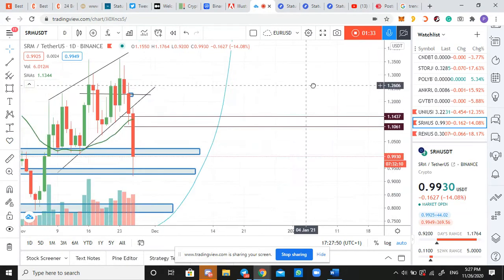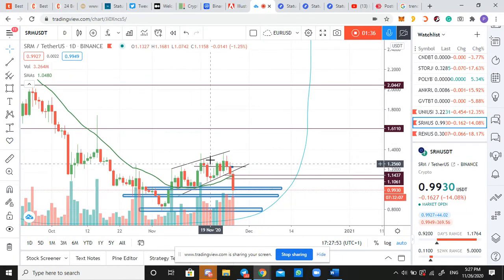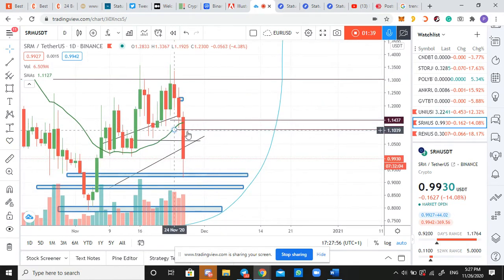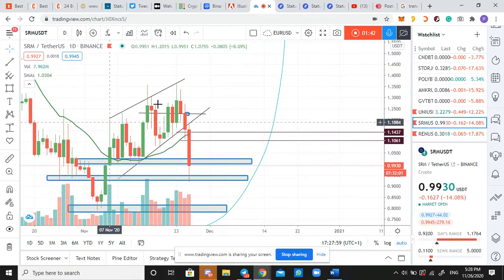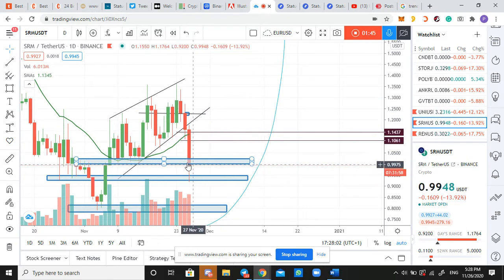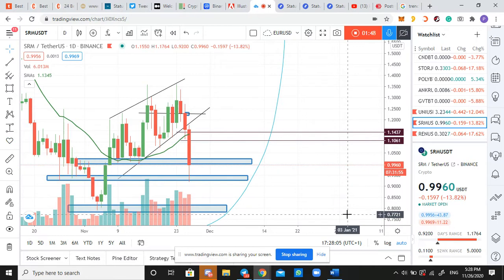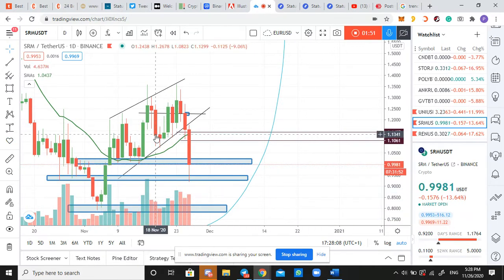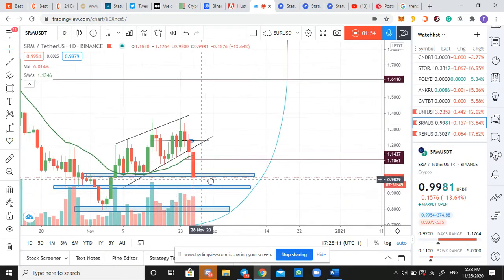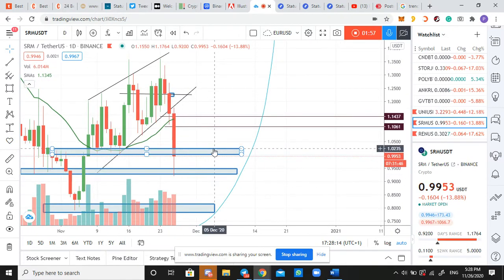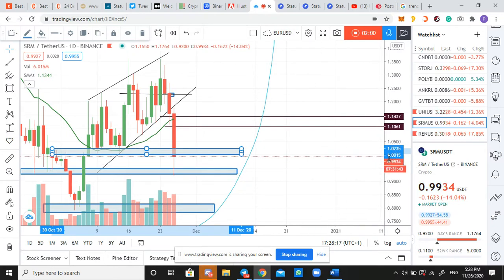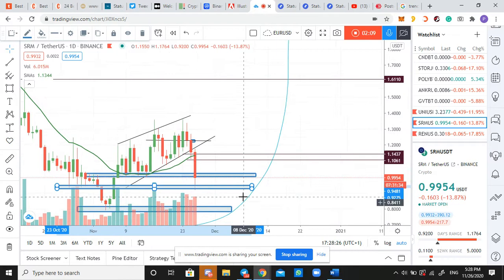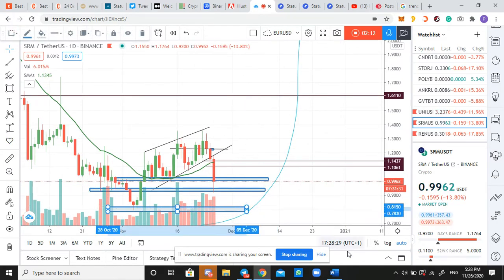So let's go to SRM USDT. On SRM USDT, the upsloping trend lines we drew yesterday broke out from the downside, and that has made price to be around 0.996 USDT. These boxes are buy zones. So we have buy zone 1 between 1.02 and 1.00. Buy zone 2 is 0.92 and 0.94. And here the third buy zone is between 0.81 and 0.78.